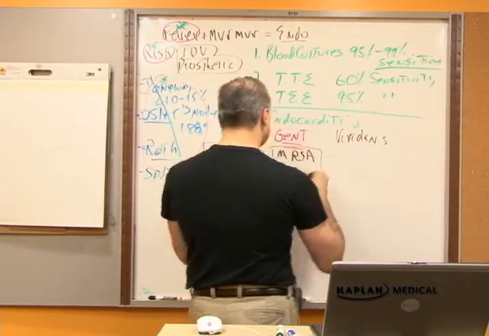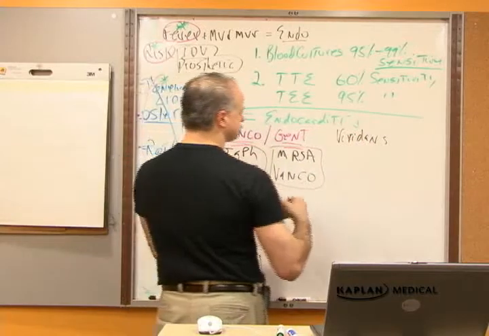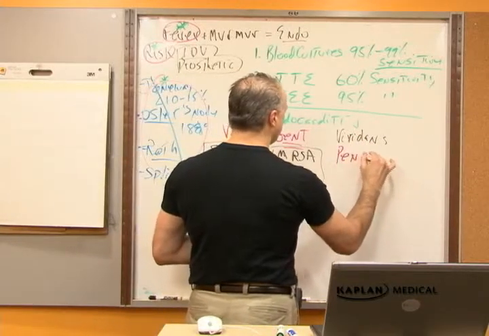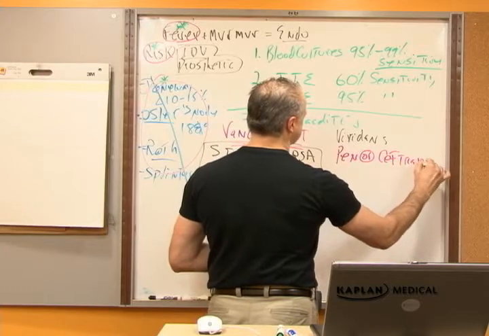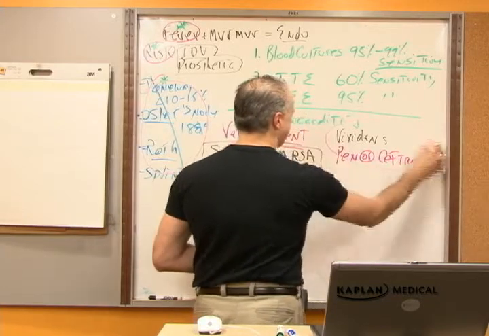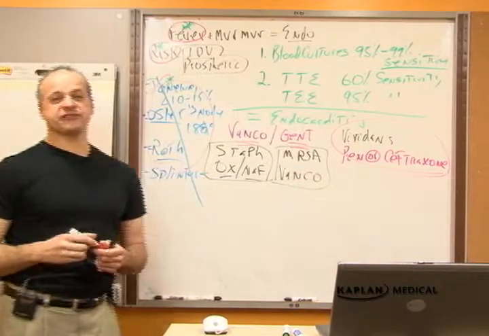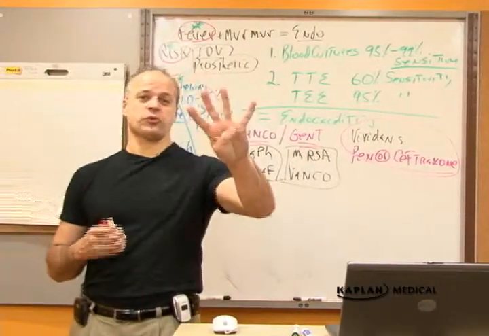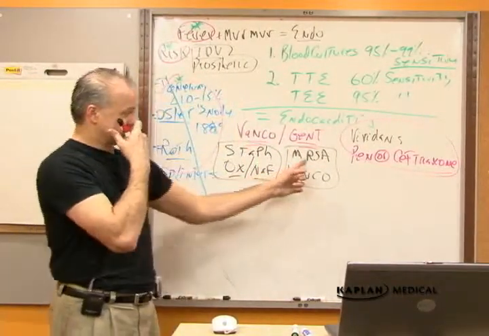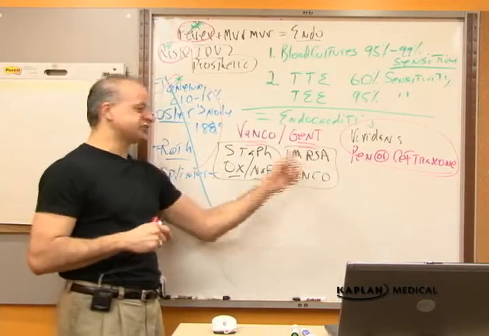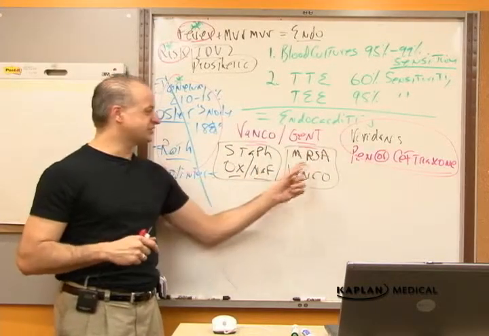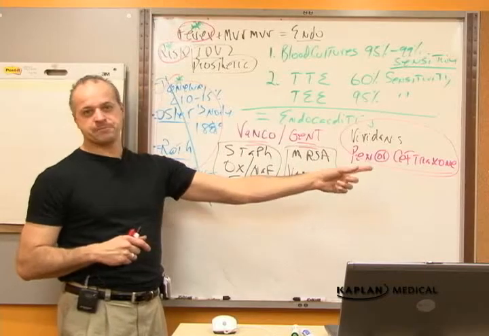Well, what would you do if it was a sensitive viridans group strep? Viridans group strep was treated with penicillin or ceftriaxone 20 years ago, and it's treated with penicillin or ceftriaxone now. Remember that the standard length of therapy for endocarditis is 4 weeks. If you have a resistant organism like MRSA or Enterococcus, it goes to 6 weeks. Resistant to 6, sensitive for 4.